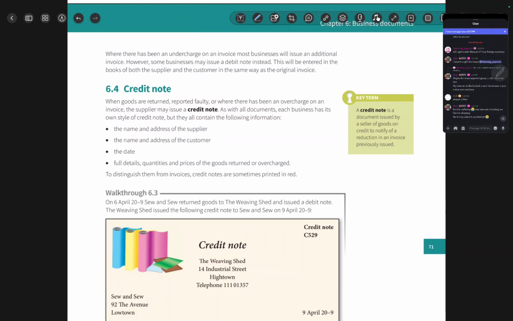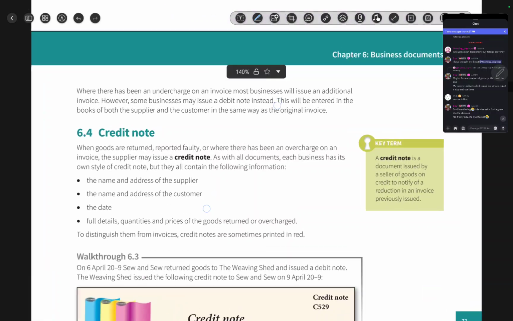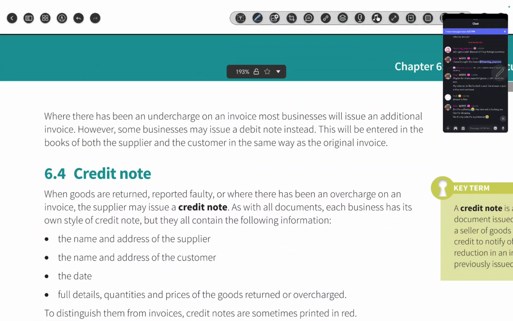When there has been an undercharge on an invoice, most businesses will issue an additional invoice. However, some businesses may issue a debit note instead. When there has been an undercharge on an invoice, this basically means that, say I bought goods for 1,000.